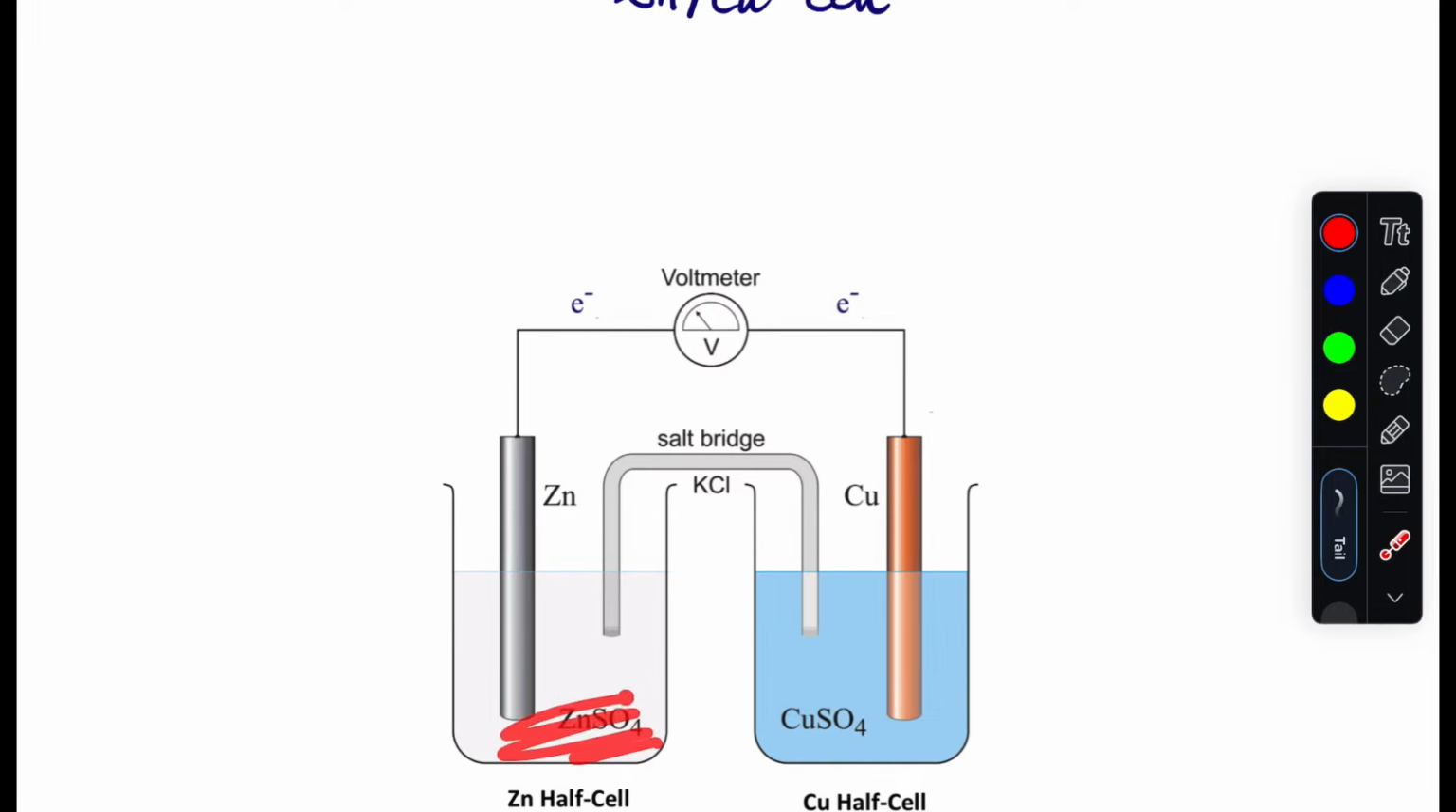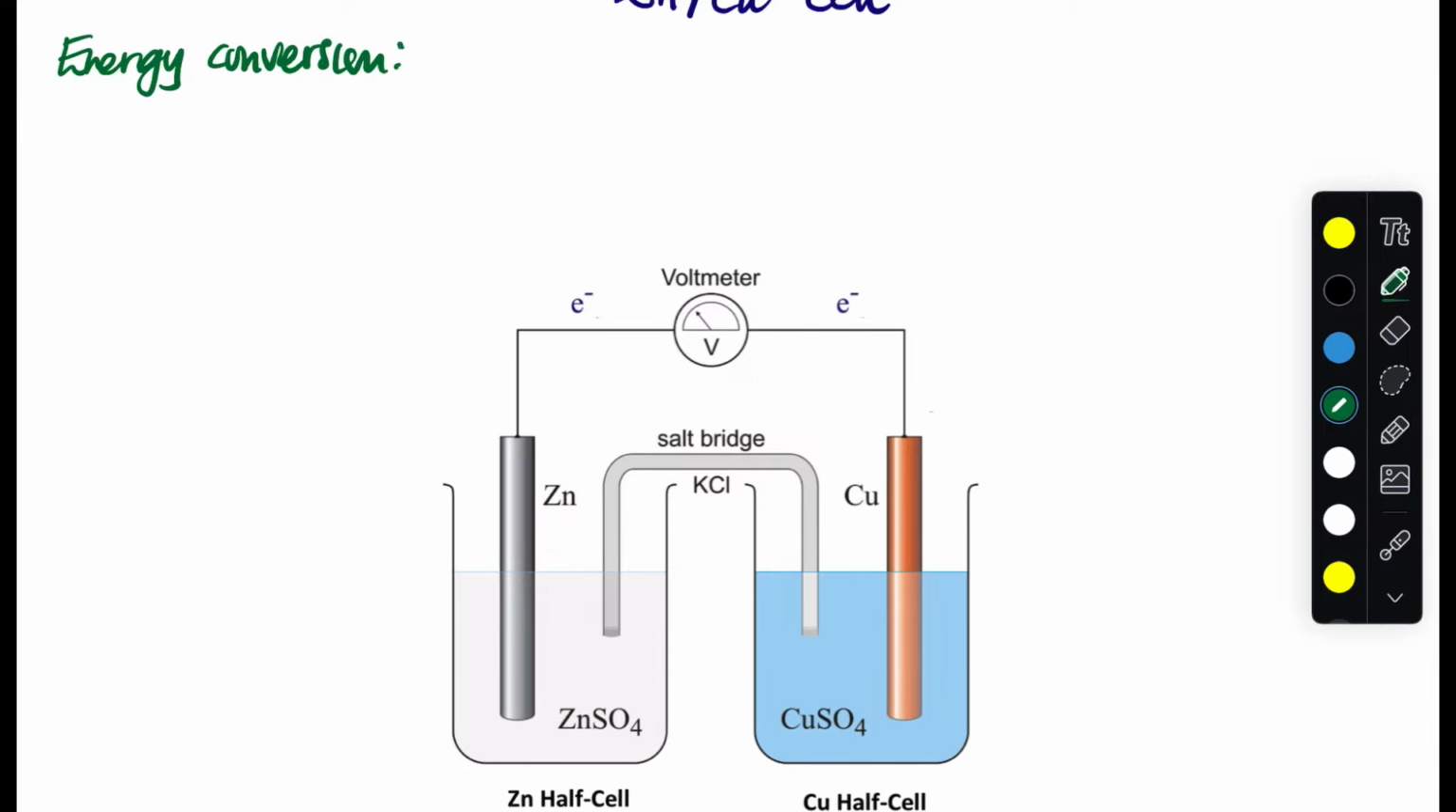And we have electrolytes here, and we have the zinc electrode with the zinc sulfate electrolyte, and the copper electrode with the copper sulfate electrolyte. Let's zoom in on the galvanic cell. Let's look at the energy conversion. The energy conversion of the galvanic cell is from chemical energy to electrical energy, right?